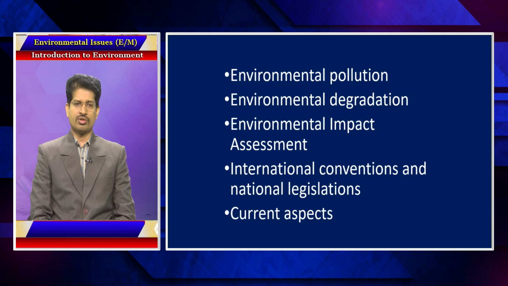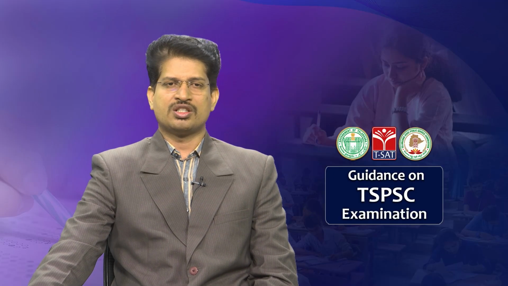Next are international conventions and national legislations, which I have discussed. These are the measures taken to control the negative environmental changes happening. The current aspects we also need to discuss. For example, the Glasgow conference on climate change is an example of the current aspects of environment which we need to study. The environment has certain spheres.